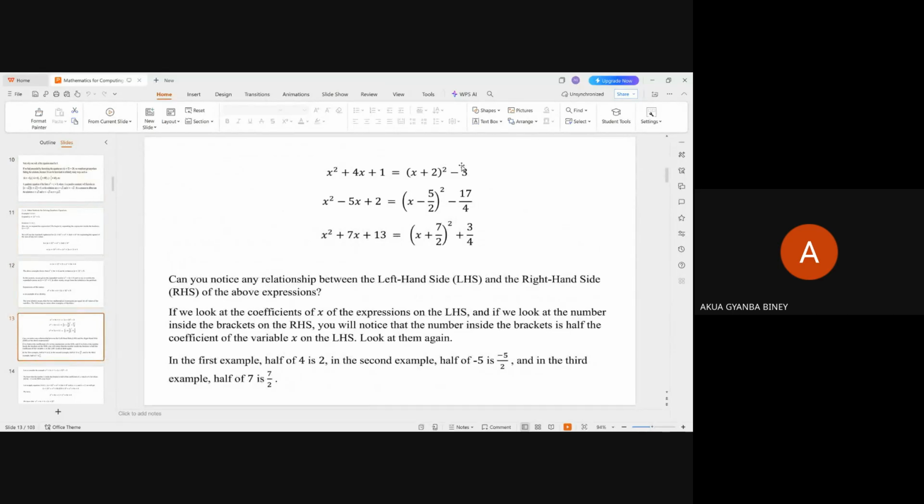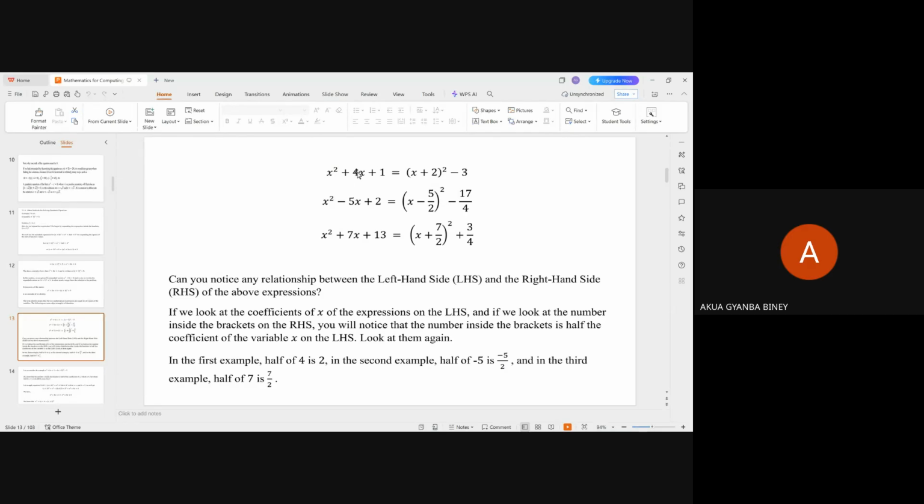Those constants, these ones, the minus 3, minus 17 over 4, minus 3 over 4. So if we have this, wanting to express it in the form of this, for the first one, you have your x plus the coefficient of x, the b, divided by 2 all squared. So in place of whatever is here, it is 4 over 2 all squared, and 4 over 2 is 2.